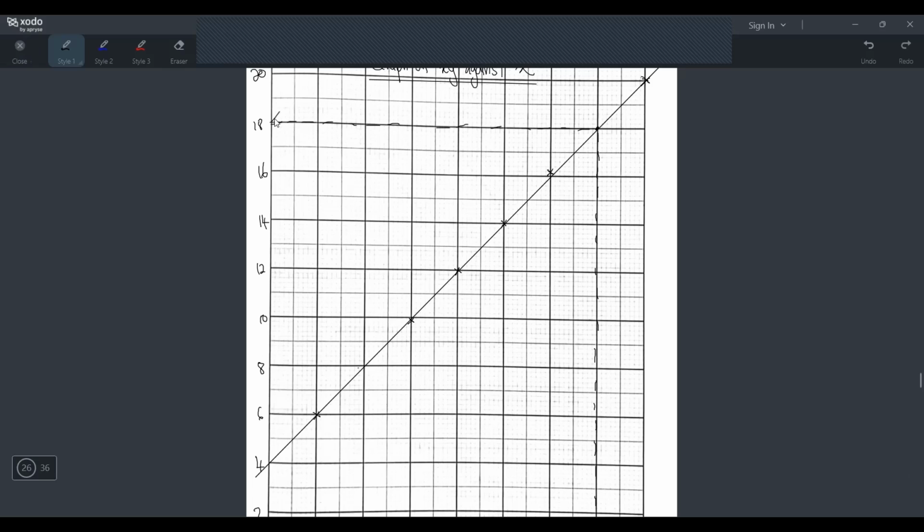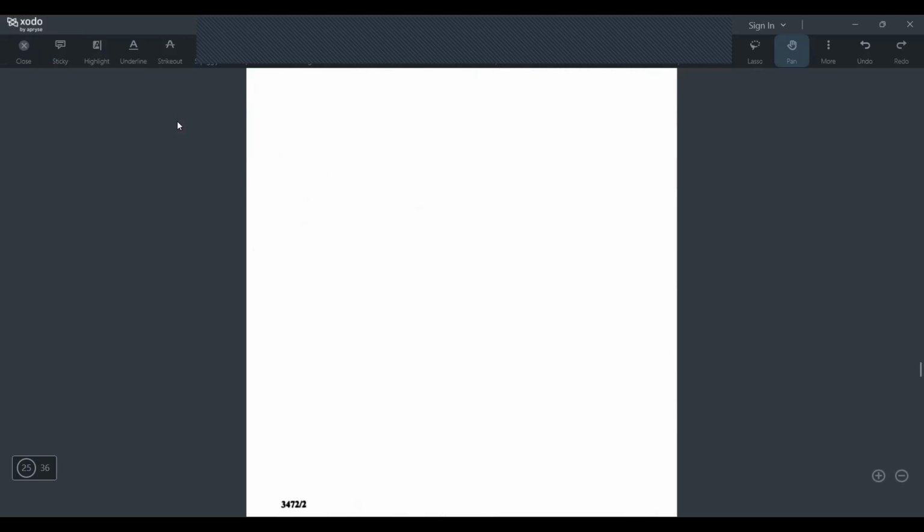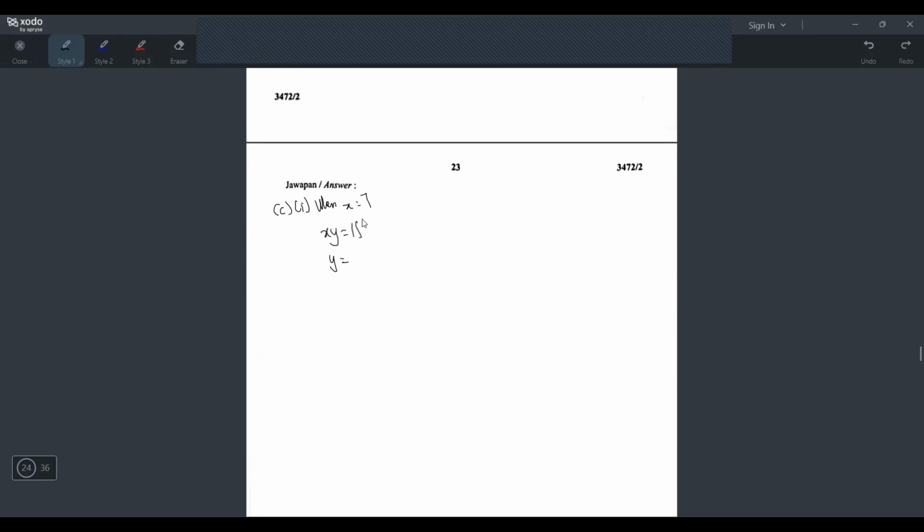Okay, not the final answer. This 18, that is your xy. That is the xy answer. But they want y, right? So it's okay. You write xy equals 18 first, right? But we all know x is 7, right? So if I want to find y, it means y equals 18, and then the x is 7. So 7y is 18. So y is 18 over 7, right?